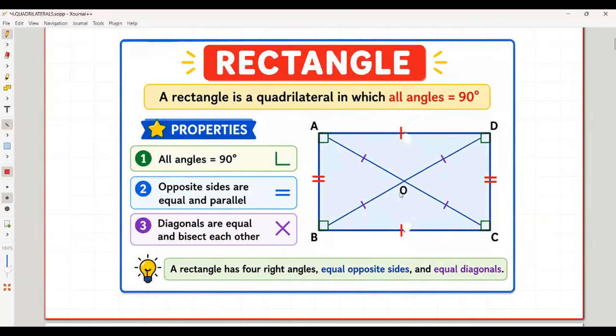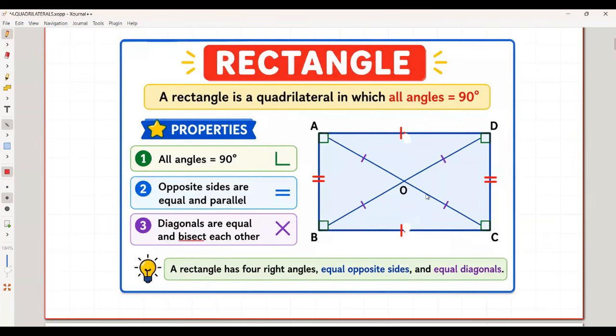Next, diagonals. The diagonals are equal and bisect each other. Diagonals are equal means, for example, AC is equal to BD. Bisect each other means dividing into 2 equal parts. Diagonals bisect each other means OB is equal to OD and OA is equal to OC.